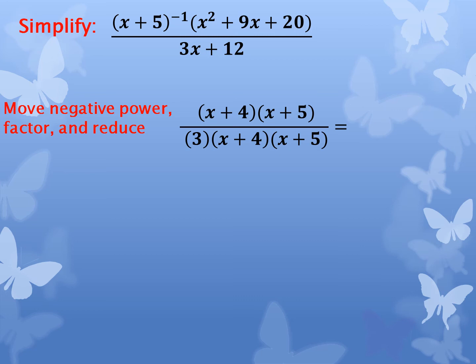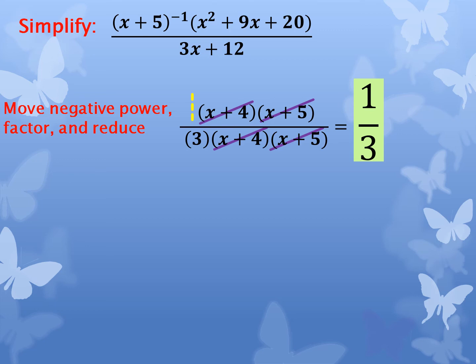All right, so let's see. x plus 4, right? What's another pair? x plus 5, exactly. Now we've canceled out our common factors, and that does not leave us anything on the top except for the understood 1. So that becomes 1/3. So anyways, the answer is 1/3.